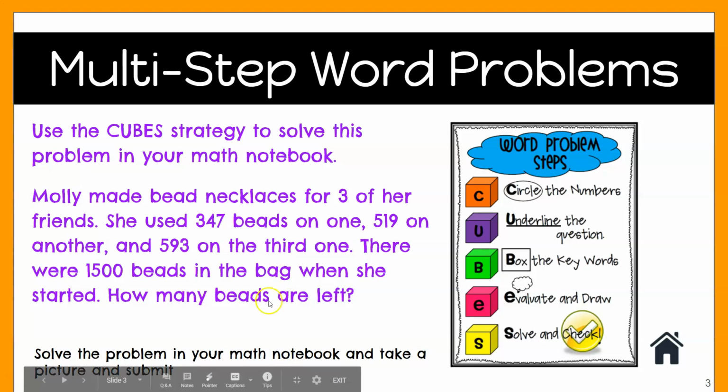First thing we need to do is circle our numbers. So I should circle 3 of her friends, 347 beads, 519, 593, and 1,500. Next, I need to underline the question. My question is, how many beads are left? So we should put a line under that question.